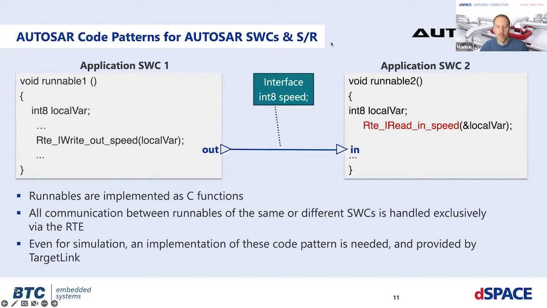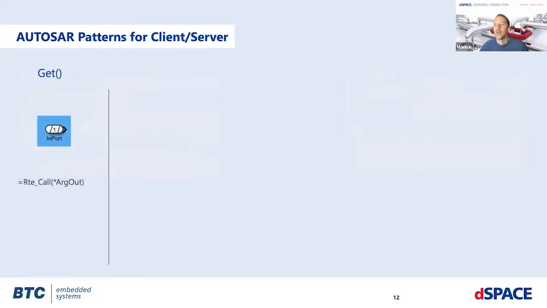Let's have a quick look before we jump to the model at how client-server works. Because client-server is a function call, the question is, okay, in the code it's a function call, how can I model this on the model level? And I think the great news is that for client-server function calls, which just have a set and get behavior, so either they only receive data or they send data, TargetLink allows us to model this with standard in and out ports, right?